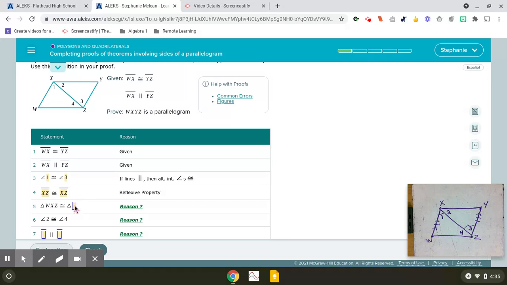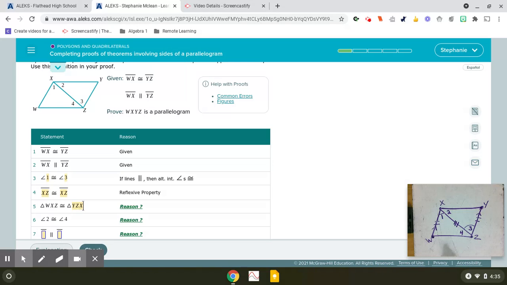Okay, YZX. It is very important that you put these in the proper order, or this will not work out. So I know they start with W, okay, which is over here, which means I have to start with Y because that's the corresponding part of that triangle. Okay, so we know that side in common.